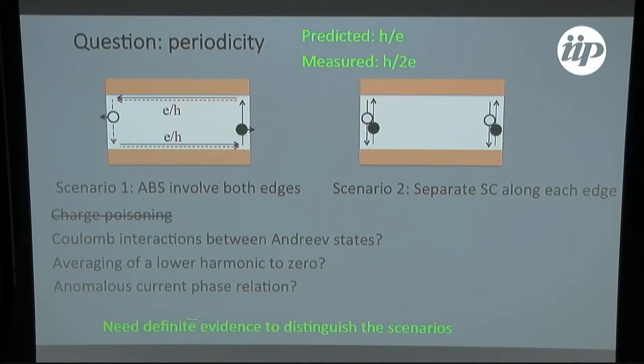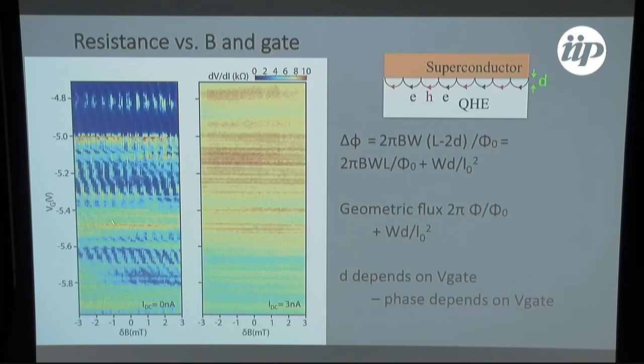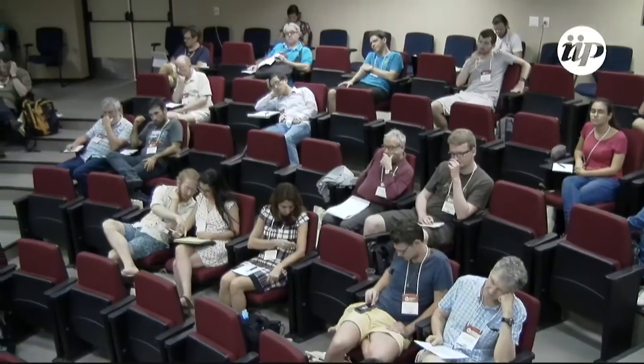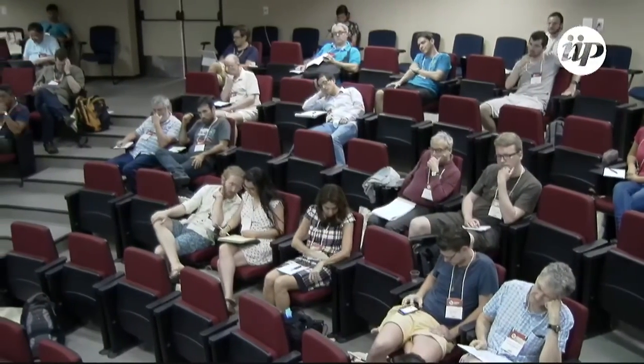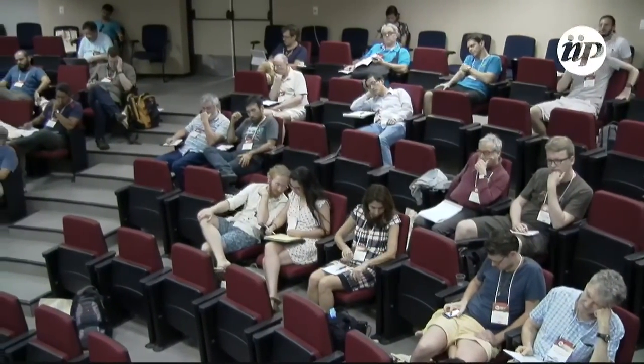So let me first summarize what we have for possible questions to the first mechanism which I've been describing so far. It works fine if you are looking at this dependence of the phase on gate voltage. That's in fact how we originally thought it is explained. The problem with it is that the prediction is h over e, so single-electron kind of interference, while we measure h over 2e, which is a two-electron periodicity.